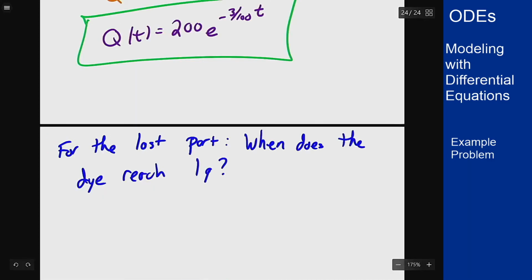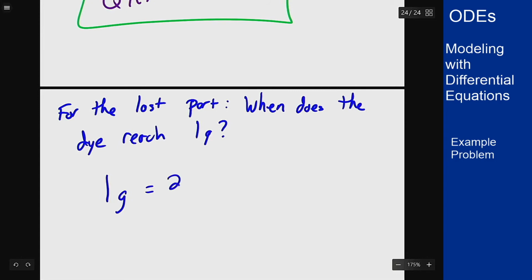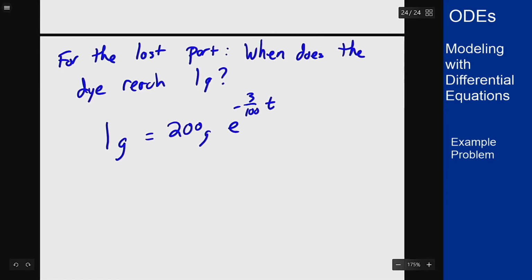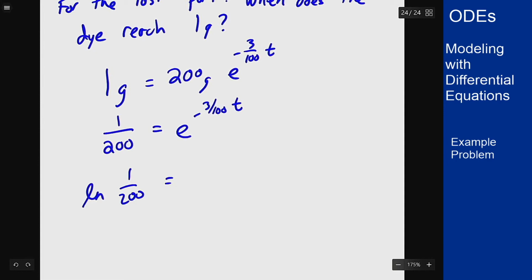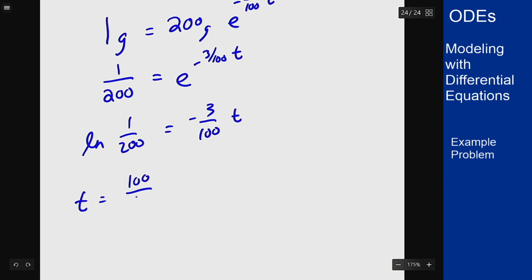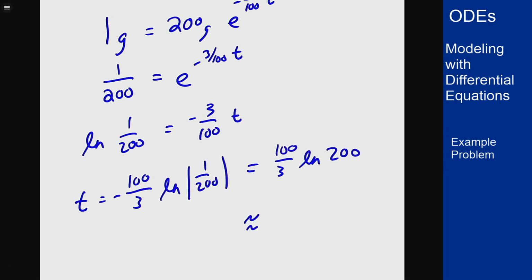So we just solve for t once we plug that in. So I want 1 gram to equal 200 grams times e to the minus 3 over 100 t, and I just solve for t here. So 1 over 200 equals e to the minus 3 over 100 t. Get the log of both sides. Natural log of 1 over 200 equals negative 3 over 100 t. So then t equals 100 over 3 with a negative sign times the log of 1 over 200, which is the same as 100 over 3 times the natural log of 200, which comes out to about 176.6 minutes, which if you wanted to get an estimate, is right around 3 hours.